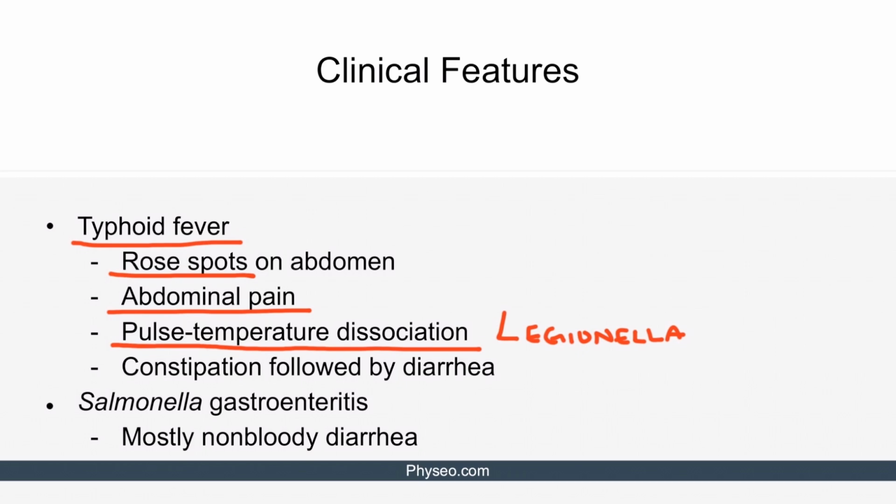Now, typhoid fever usually starts with constipation, and then it's followed by diarrhea. Finally, the patient might develop gastrointestinal ulcerations and hemorrhage. Shifting gears now, let's briefly review gastroenteritis that's caused by the non-typhoidal Salmonella species. This infection is mostly characterized by non-bloody diarrhea, although it can sometimes be bloody too.